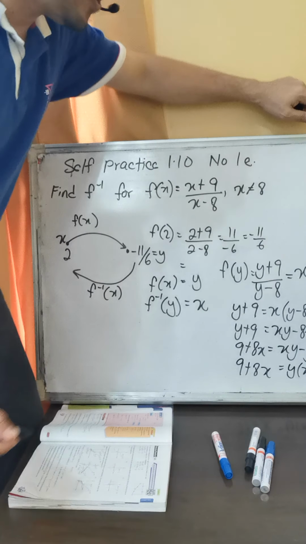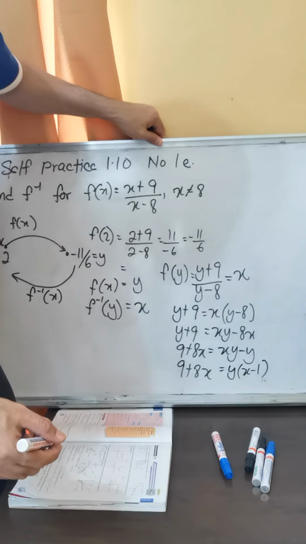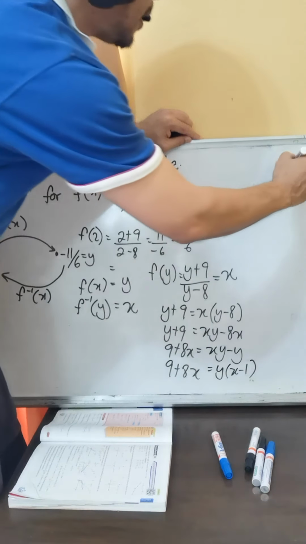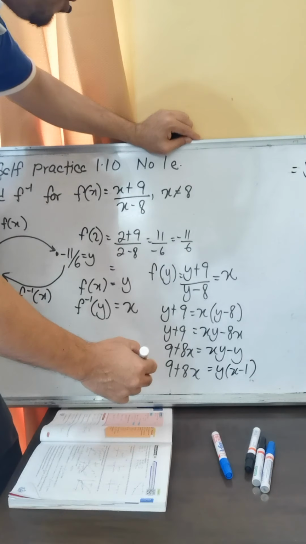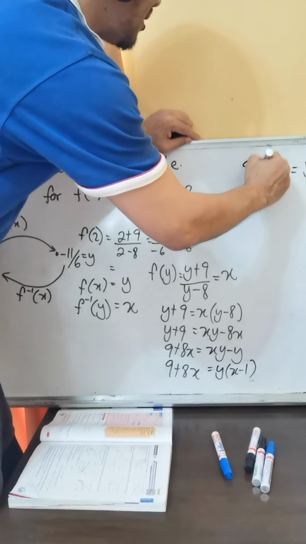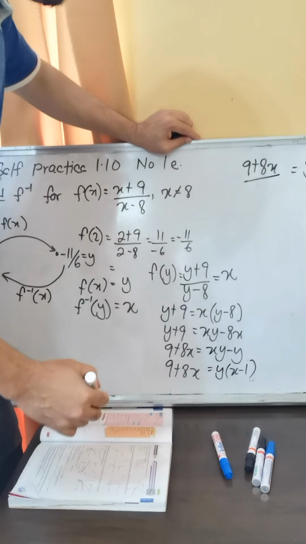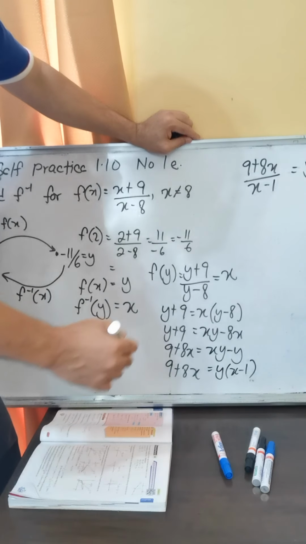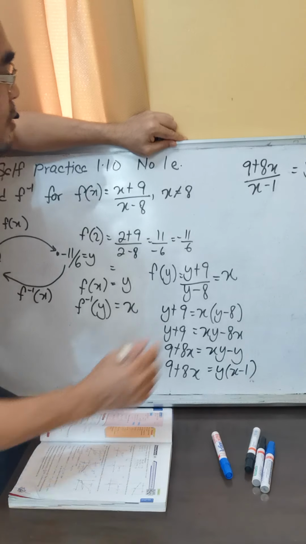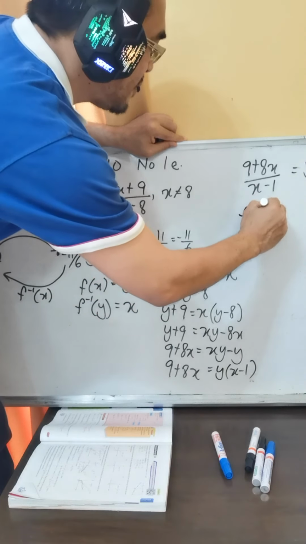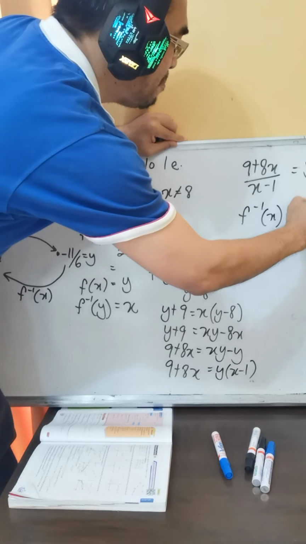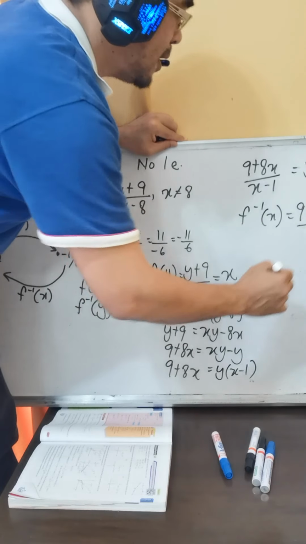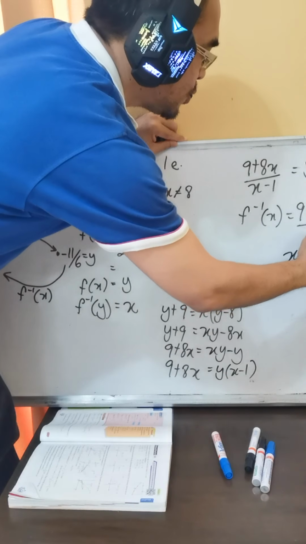Okay, so I'm going to continue here. So I'll make y the subject, and it's on the right side. So it becomes (9 plus 8x) over (x minus 1). So the inverse of y is x. So the inverse of f(x) will be (9 plus 8x) over (x minus 1), and then x is not equal to 1.